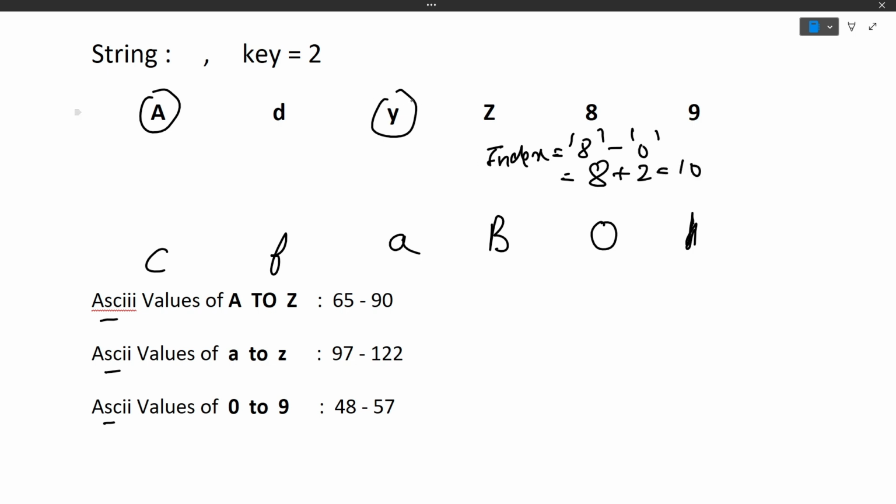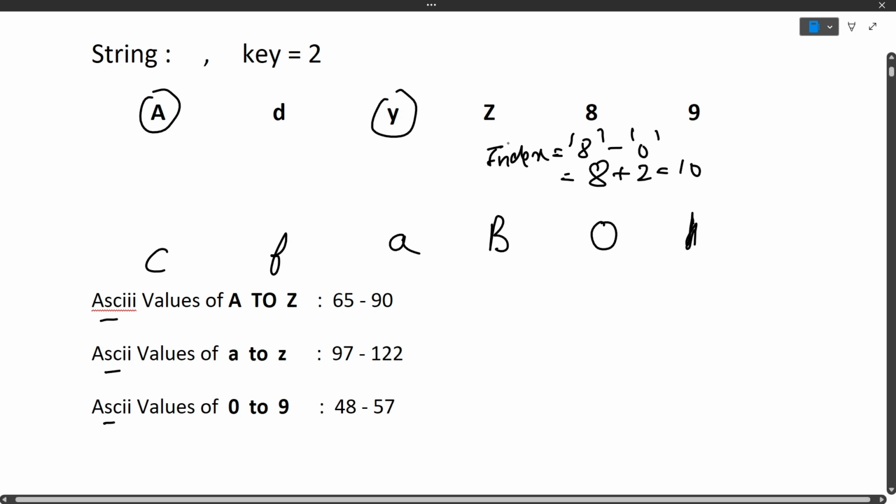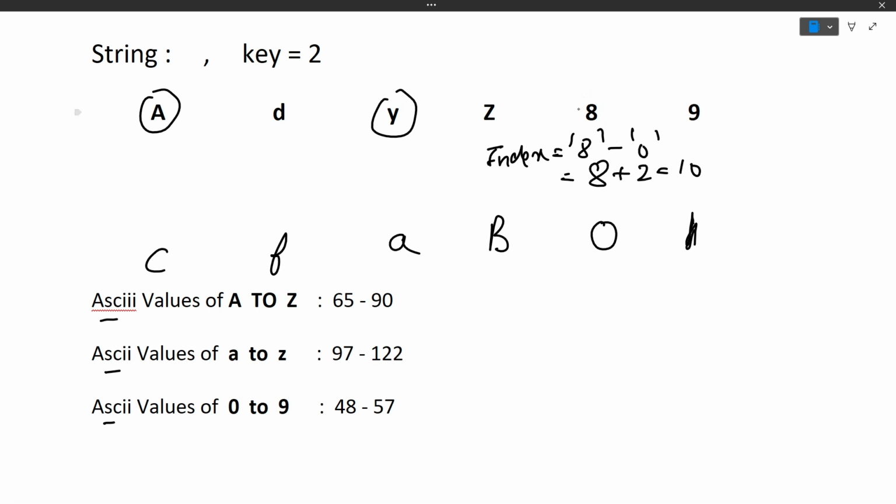Now see, when there were alphabets, we were doing the key mod 26 because we know that total alphabets are 26. But now since these are the characters from 0 to 9, once we have added the key to this index, we have got the value 10. Now we will do mod of 10, not mod of 26, because the total number of characters from 0 to 9 is 10. So 10 mod 10 is equal to 0. Now once we add this 0 to character 0, it will give us character 0 only. So this is our desired answer, that is character 0.